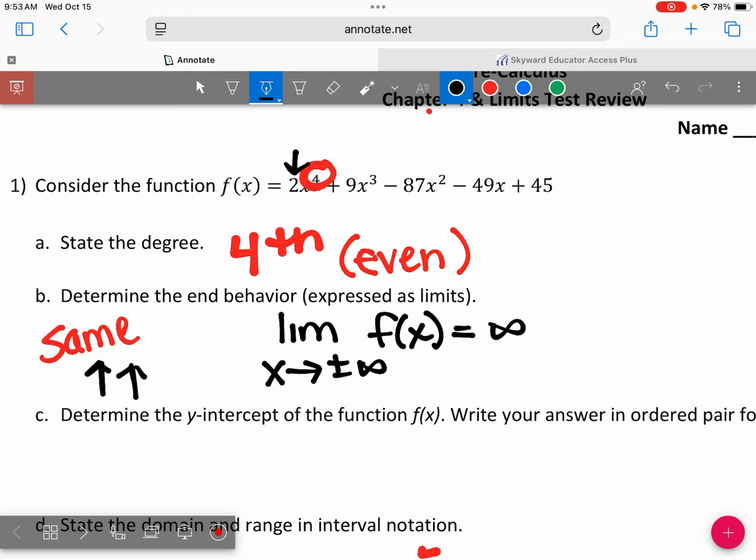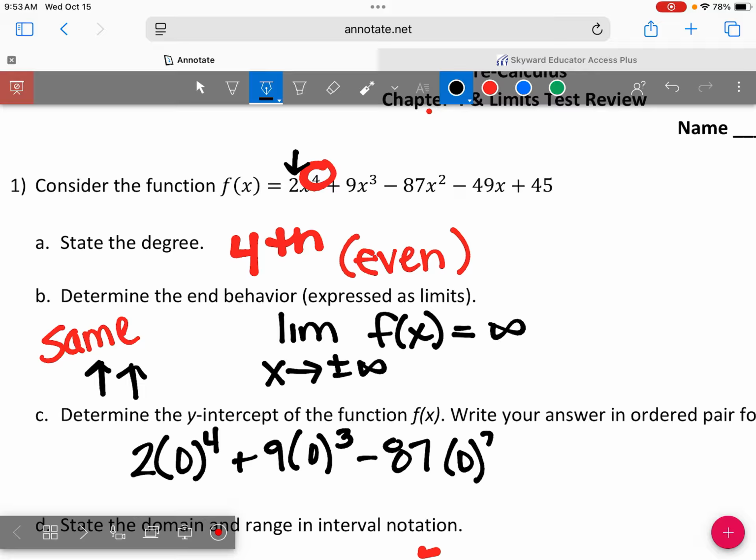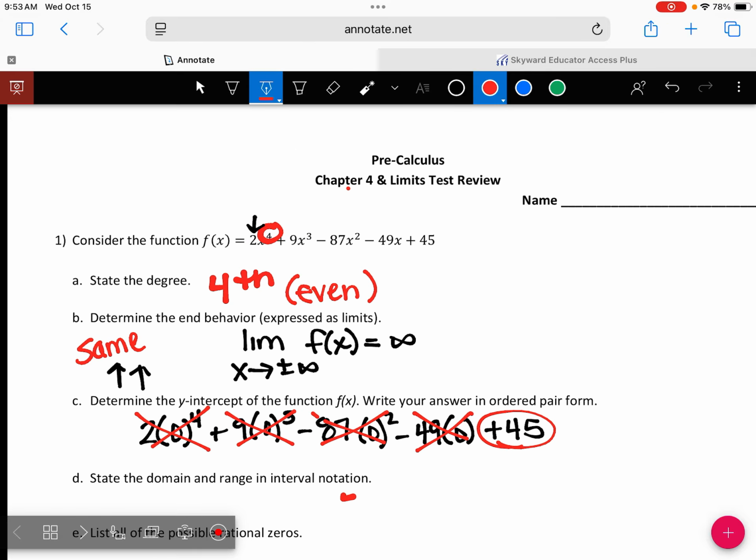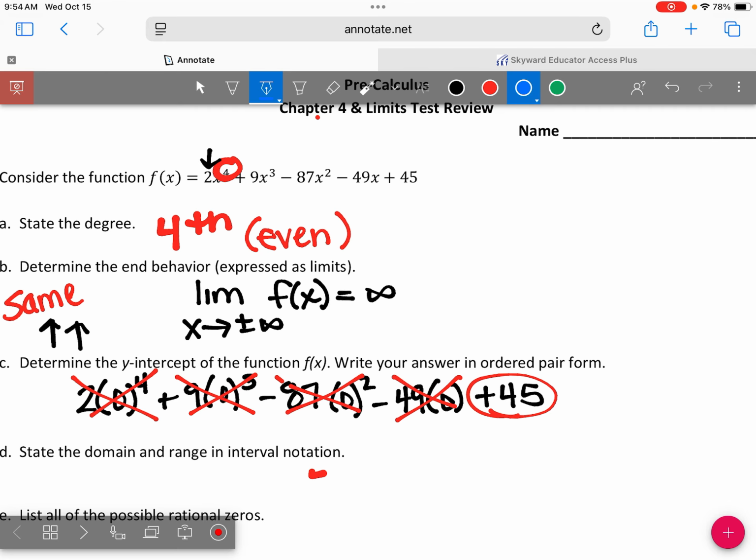To find your y-intercept, you would substitute in 0 for x. So I know that for this one, when I substitute in 0 for x, you just end up with that last term at the end. So you don't necessarily have to do that when it's in standard form. Because when you multiply 0 by anything, it equals 0. So all of these are going to cancel, and I'll just be left with 45. And make sure you write that answer as an ordered pair.